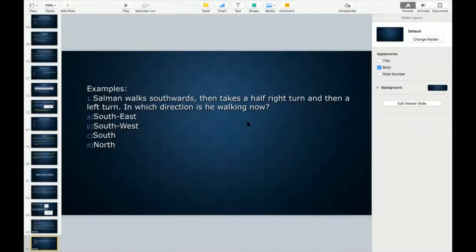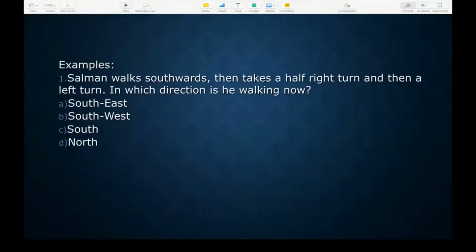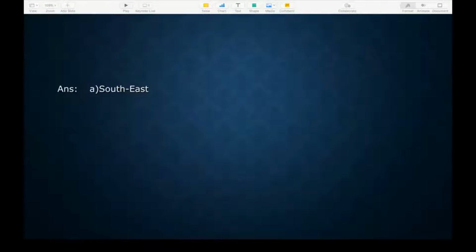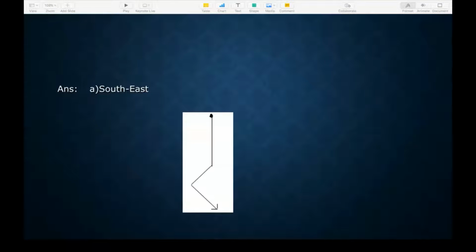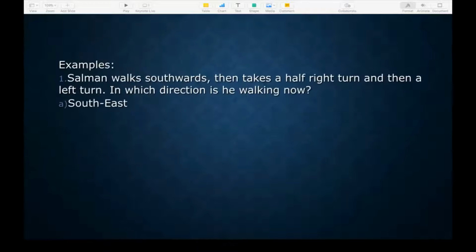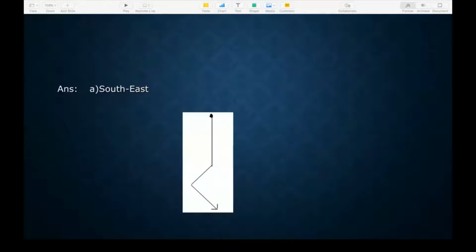I see that almost everyone is getting the correct answer. It's option A, southeast. And everyone, I believe, has made it this way, right? The initial position is at the top. First you moved southwards, then a half right, then left, and thus it is the southeast direction.